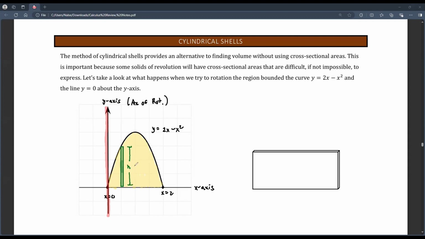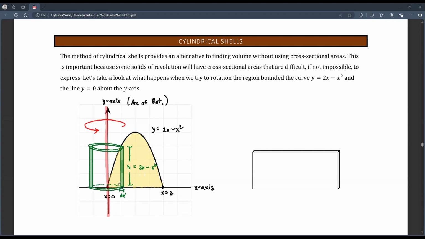This method uses a rectangle in the region that is parallel to the axis of rotation. This rectangle has a vertical height of y and horizontal base of dx. When this rectangle gets revolved around the y-axis, it creates a cylindrical shell.